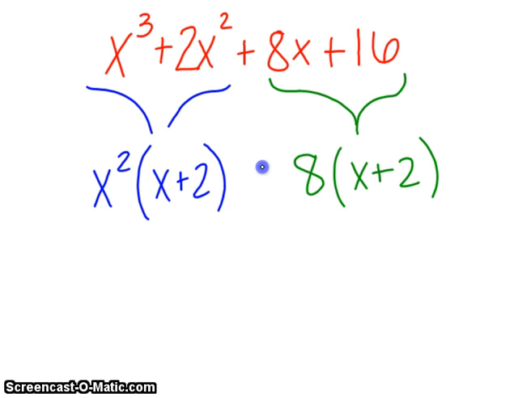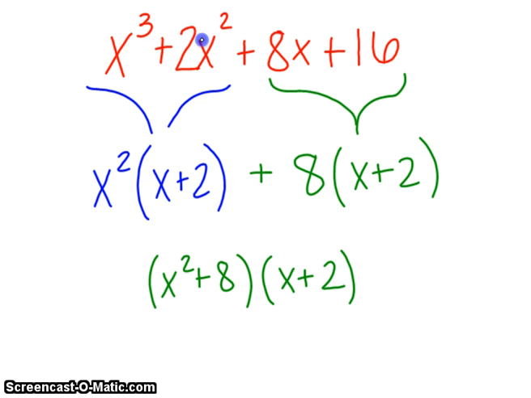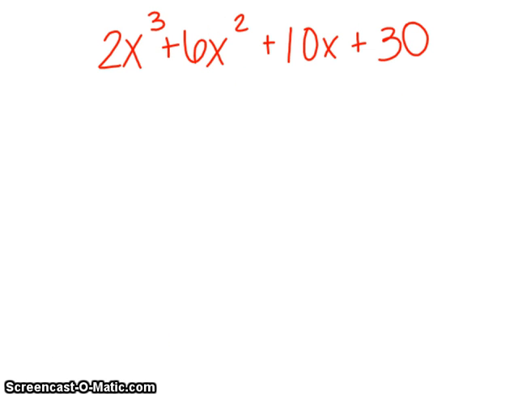Now this was a positive 8, so that means this is still a plus sign in the middle. And now this problem looks like what we've been dealing with already. So we know we could rewrite this as x squared plus 8 times the quantity x plus 2. So we have factored a 4-term polynomial into x squared plus 8 times x plus 2, just like we did in the first tutorial. So let's try it one more time.